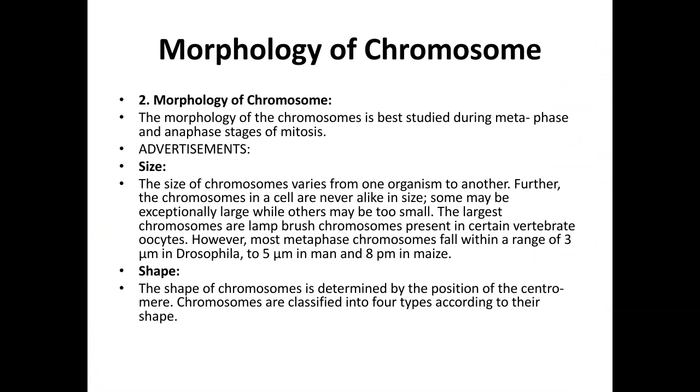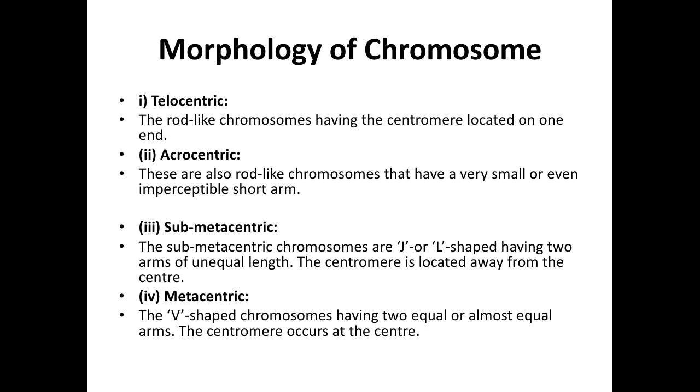Chromosomes are classified into 4 types according to their shape. First, telocentric. The rod-like chromosome having the centromere located on the one end. Second, acrocentric. These are also rod-like chromosomes that have very small or even imperceptible short arm.